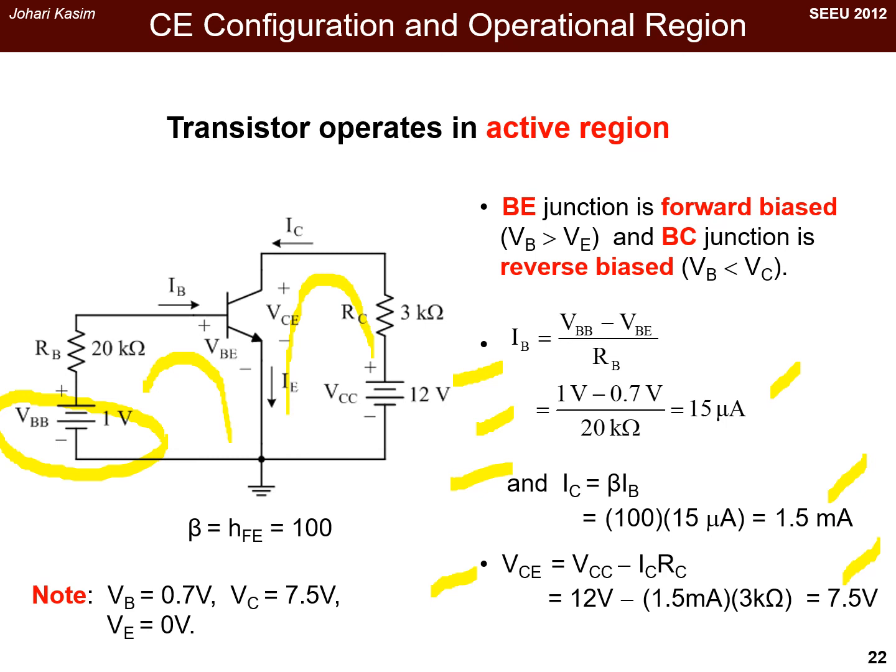And then we can also get these three values, that is VB from base to the ground, VC from collector to the ground, and VE from emitter to the ground. So after that, we know that the BE junction is forward biased and the BC junction is reverse biased.